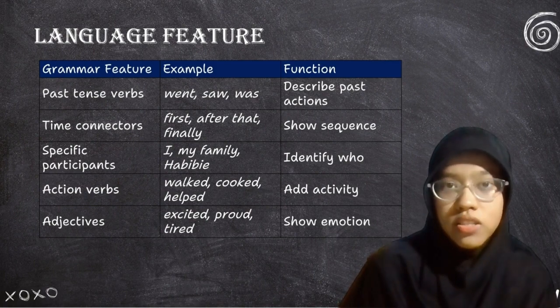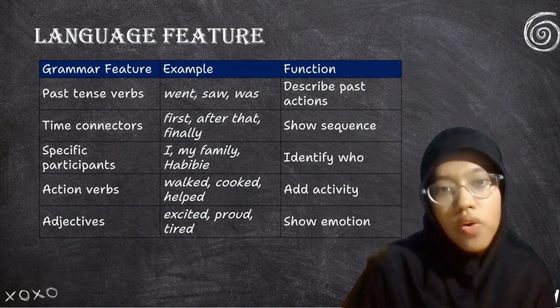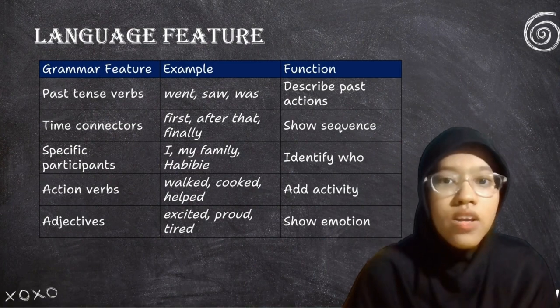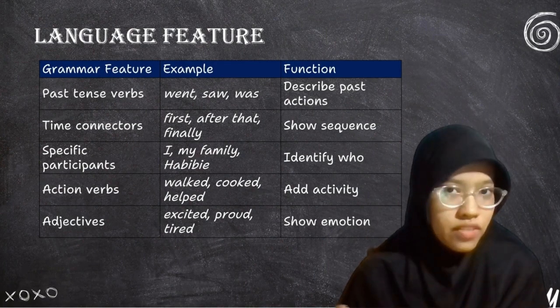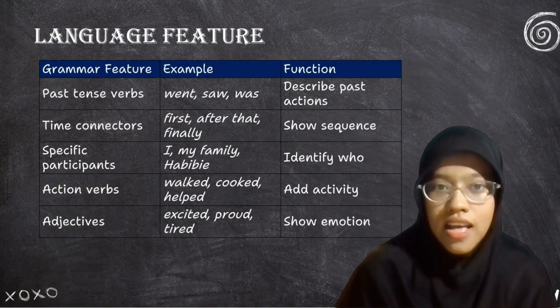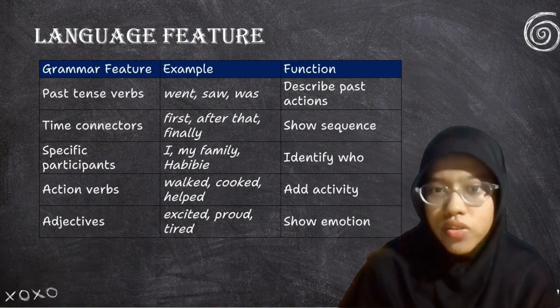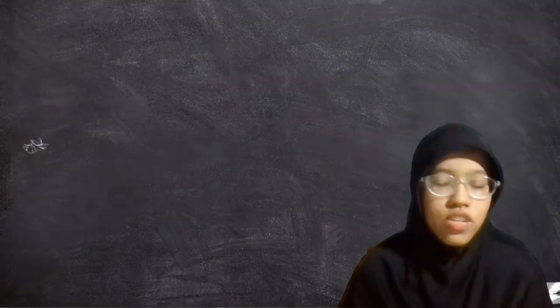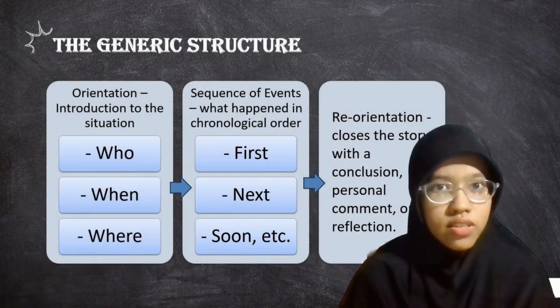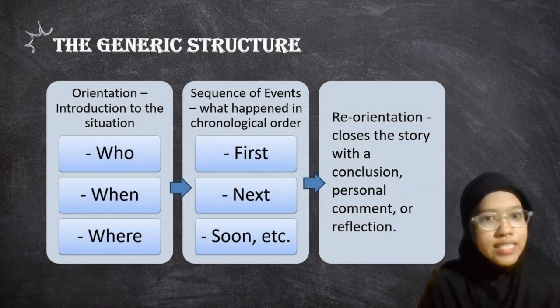Next is action verbs. For example, walked, cooked, helped. The function is to add the activity. Okay, the last is adjective. For example, excited, proud, or tired, etc. Its function is to show the emotion. Next, we move on to the structure.